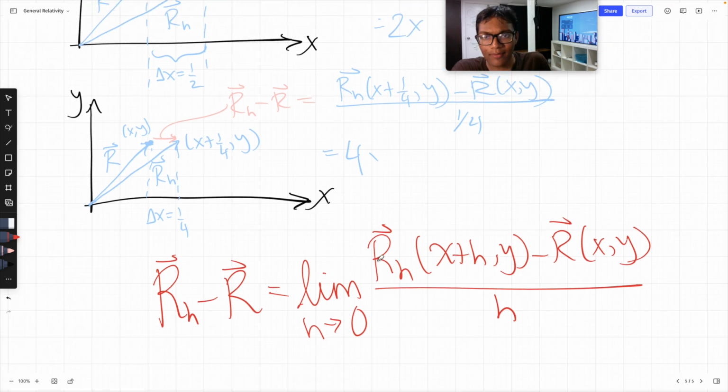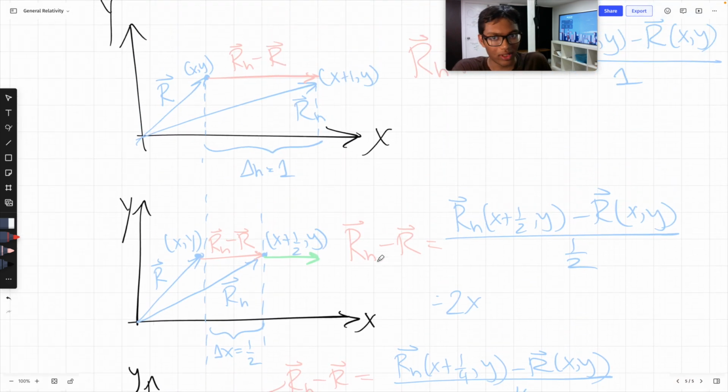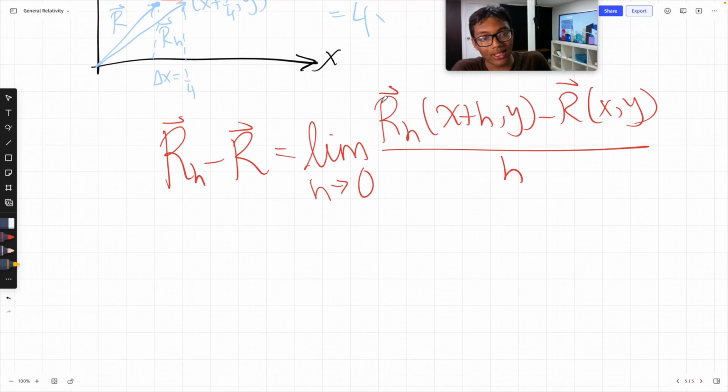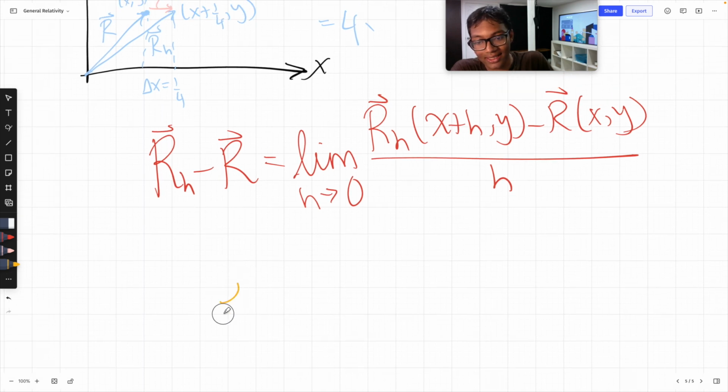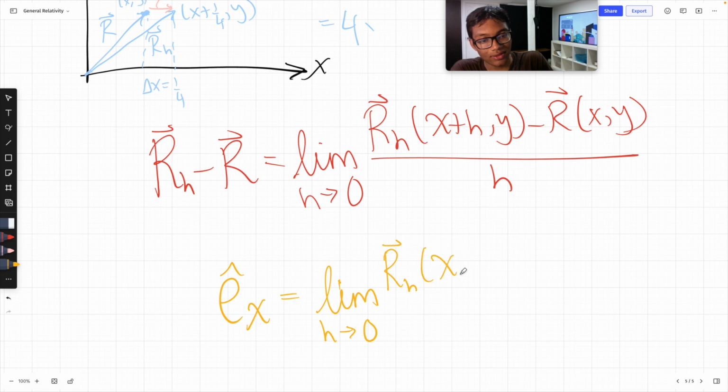And so now you might be starting to get the sense of what we're trying to do. You see, r sub h minus r is not that important, but what is important is that this is in the same direction as the basis vector I had. In other words, this is our basis vector e sub x. And so, another way that we can frame what we just discovered is that the basis vector I had, or e sub x, can be written as the limit as h approaches 0 of r sub h of x plus h comma y minus r of x comma y over h.